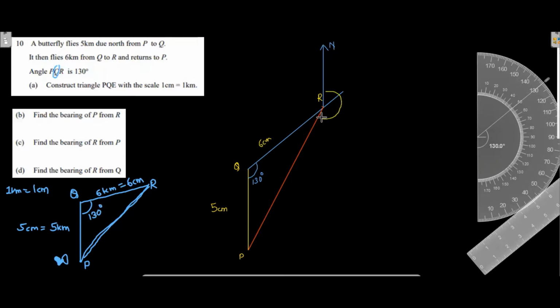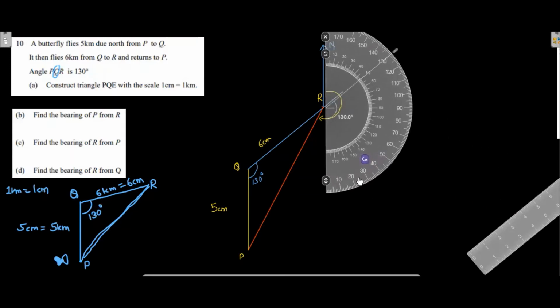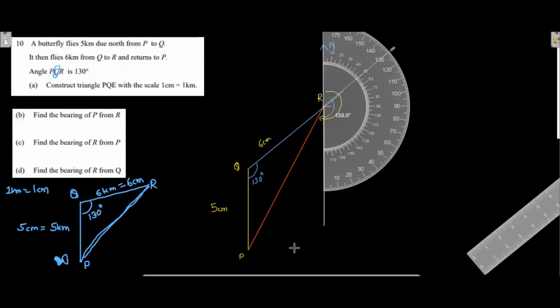So line P is this red color line, till here. You have to find this angle. We have only a semicircle protractor with us, so I will keep this and first mark 180 degree, because I don't have a full 360 degree protractor. I will mark the first 180 degree and add the rest of the angle to that.